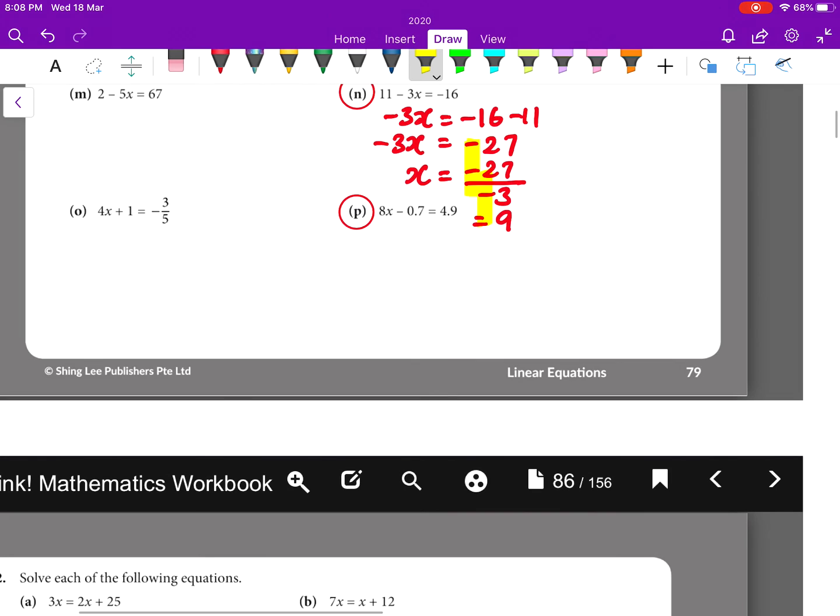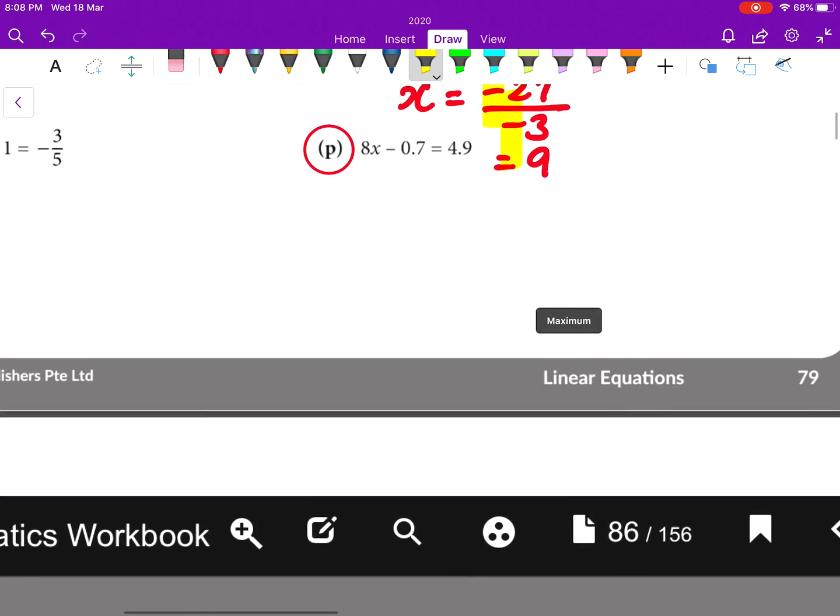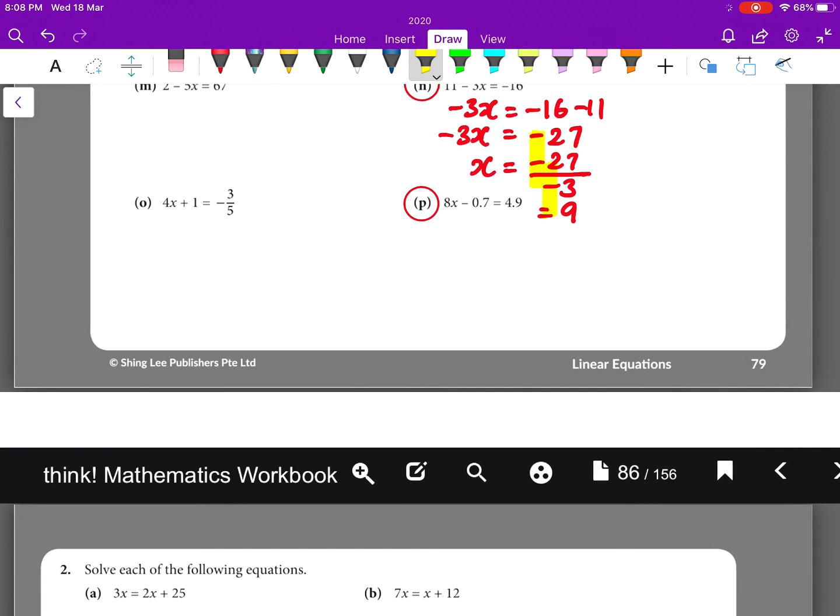Okay, last but not least, we have 8x minus 0.7 equals 4.9. So for this question, let's use a space over here. I must first get rid of the 0.7, the minus 0.7. So we do the opposite. We add 0.7 on both sides. Adding 0.7 to negative 0.7 will get rid of the negative 0.7, but we need to add 0.7 on this side as well. So this is what some of you call the shifting method as well.